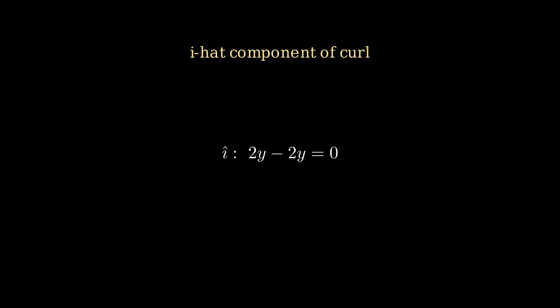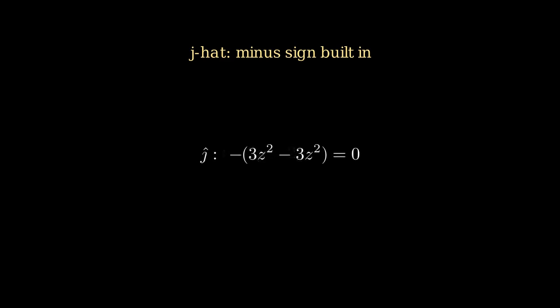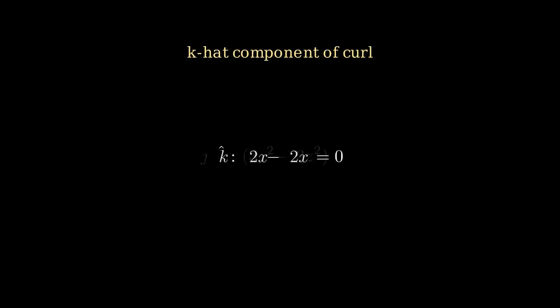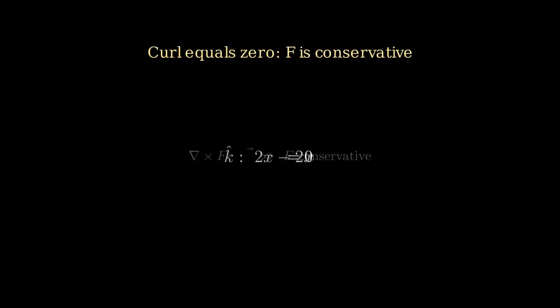Testing with curl. The i hat component is partial of r with respect to y minus partial of q with respect to z, giving 2y minus 2y equals 0. The j hat component is negative of partial of r with respect to x minus partial of p with respect to z, giving negative of 3z squared minus 3z squared equals 0. The k hat component is partial of q with respect to x minus partial of p with respect to y, giving 2x minus 2x equals 0. Every component is 0, so f is conservative.